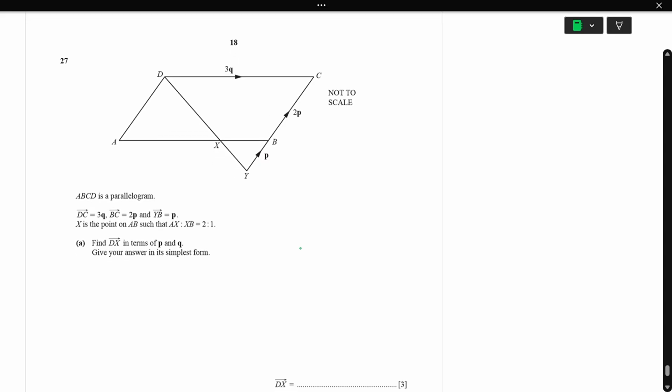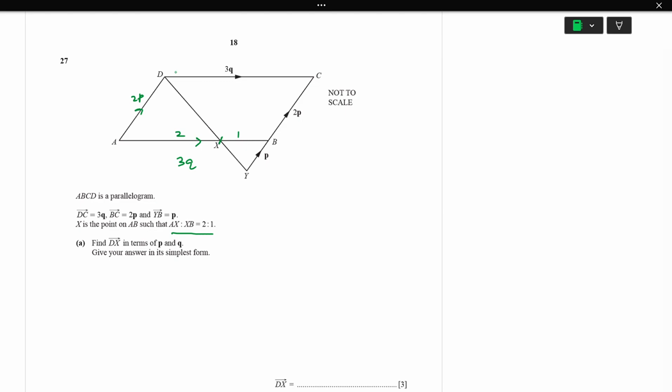Next question 27 is a vector question. ABCD is a parallelogram. DC equals 3q, and all the values are given. So DC equals 3q, so this opposite length is also 3q. The vector BC equals 2p, so here also it is 2p. And what is given? AX to XB is 2:1. First, we need to find DX in terms of p and q.